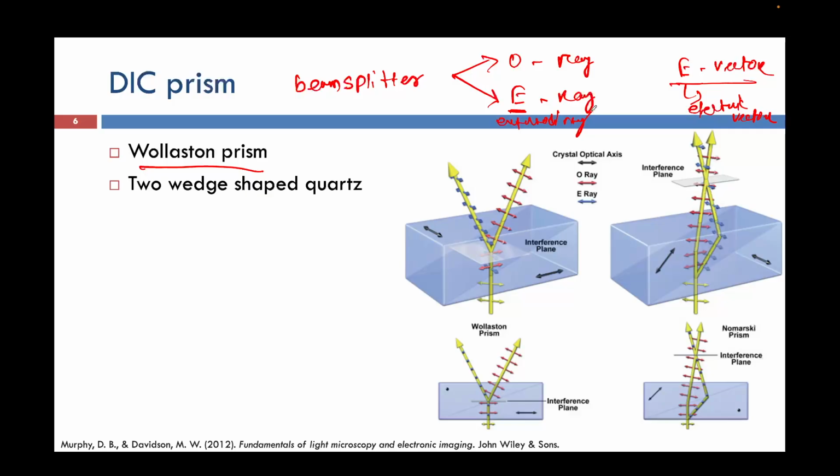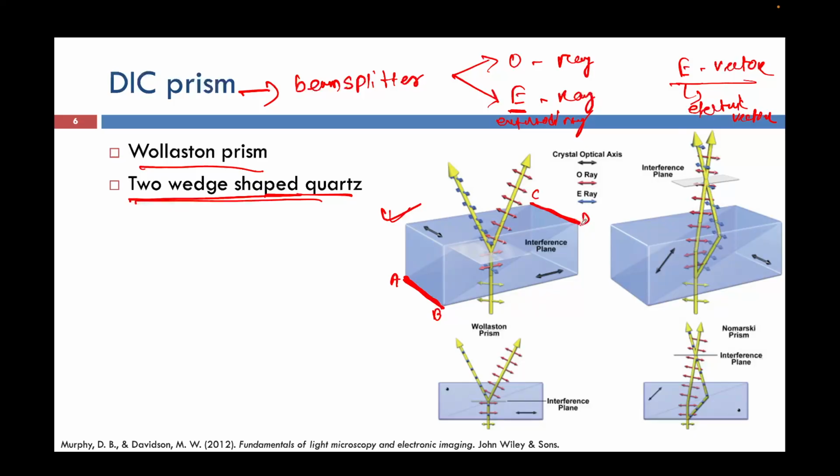So what does this Wollaston prism do? It's a beam splitter which breaks the ray into O ray and E ray. And how is it made? It is made using two wedge shaped quartz pieces. Here if you can see this image, it is a three-dimensional image. There is a wedge which connects this line, let's say this line is AB and this line is CD, which connects the AB and CD lines, that is their plane.